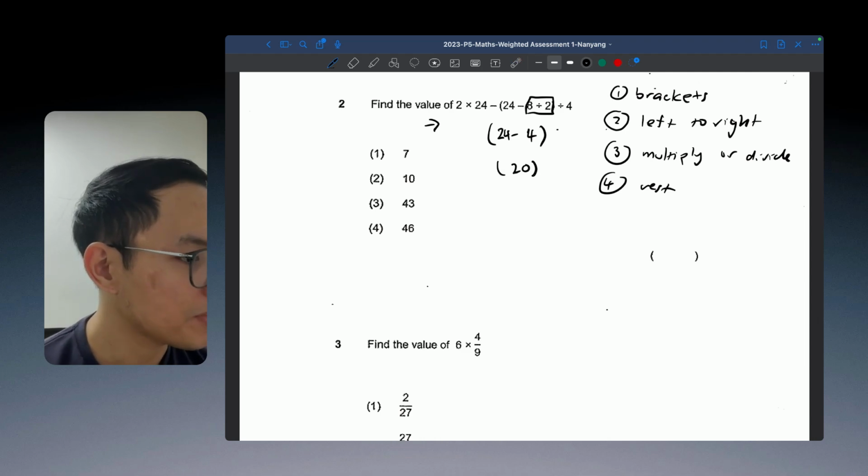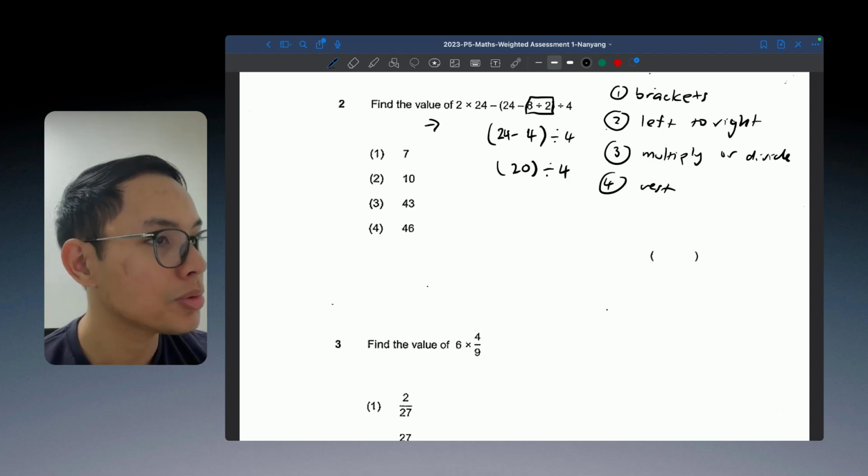Now you have the divided by 4, and then you see here 2 times 24.